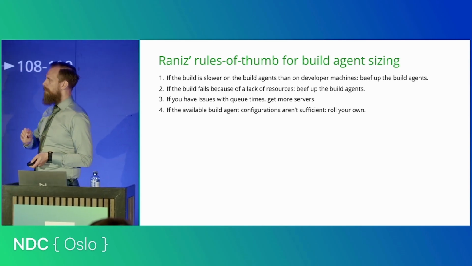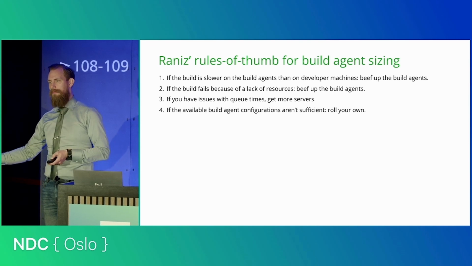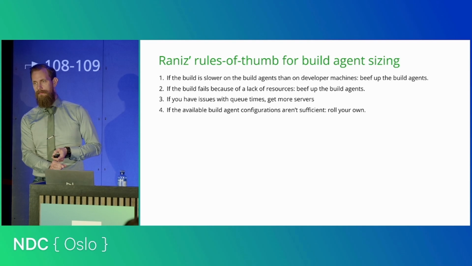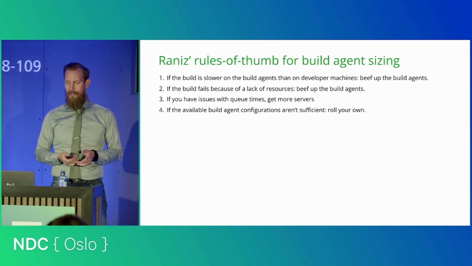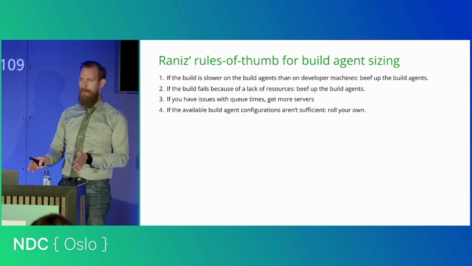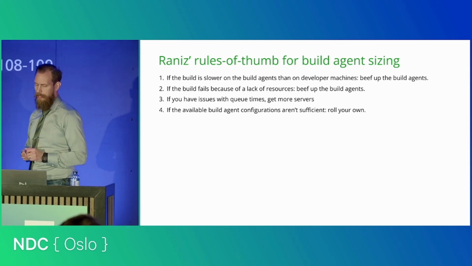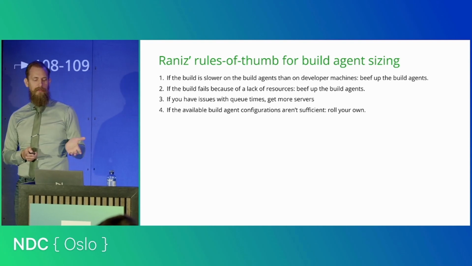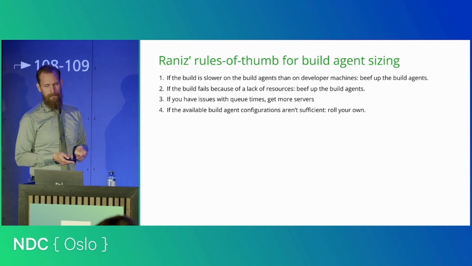Because it doesn't matter if you have a 2-minute build if there's a 1 hour queue. You will still wait for 1 hour and then your 2-minute build starts. So regardless of how fast your build is, if there's a queue, get more servers. Because queues are the worst thing in build systems. And if the available build agent configurations aren't sufficient, consider rolling your own.